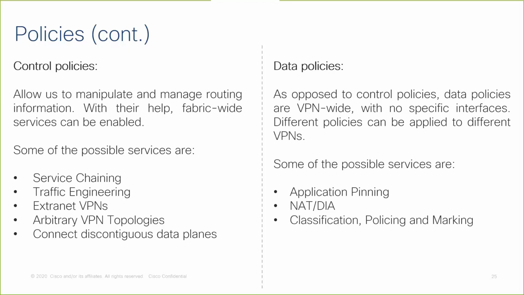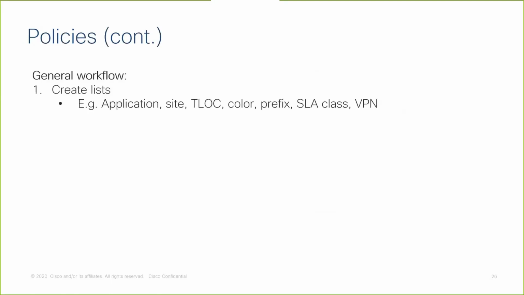So it depends on which one of these services we want to put in place in the specific VPN. Keep in mind that we have VPN and fabric, and my services will depend on which scope I would apply my policies on. Continuing with policies, what's my general workflow to create a policy? I would first create a list, and this is quite important. The whole solution is based on lists. So I would need a list of applications, a list of sites, a list of TLOCs or colors or prefixes or SLAs or even VPNs.